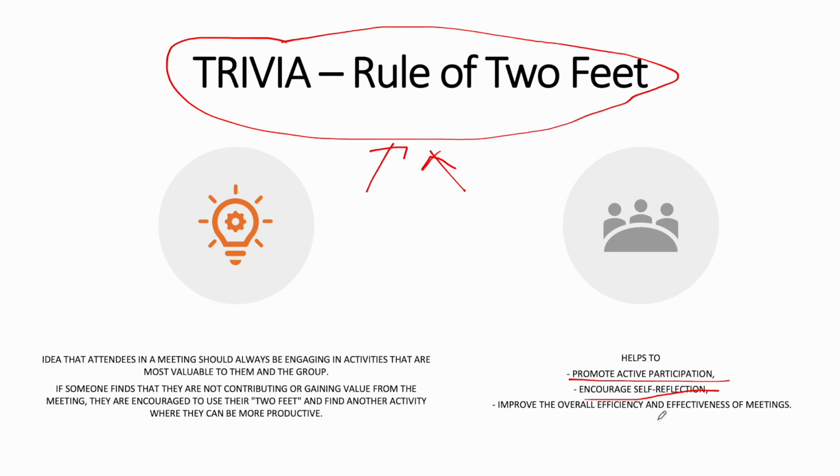Self-reflection in the way that people know that, okay, I'm there, I'm listening, I'm gaining something, I'm participating, I'm giving something for others to gain. If not, then I'm leaving the meeting. It improves the overall efficiency and effectiveness of the meeting. So this is a trivia, and thank you very much.